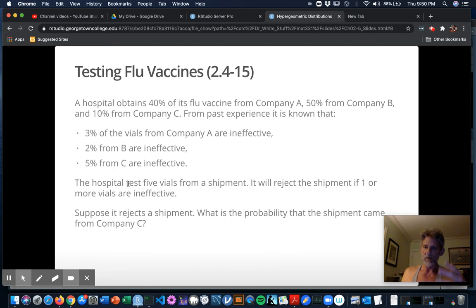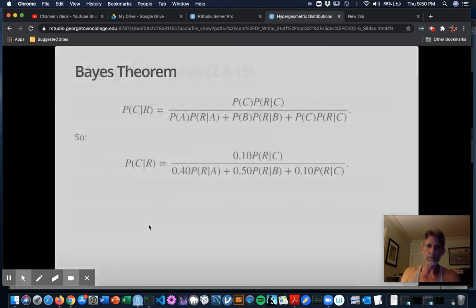And its plan is, if at least one of the 5 vials out of the many vials in the shipment is bad, then it's going to reject the whole shipment and send it back to the company. And our problem was: if you reject a shipment, what's the probability that the shipment came from company C? And remember that we set up Bayes' theorem to handle this problem.